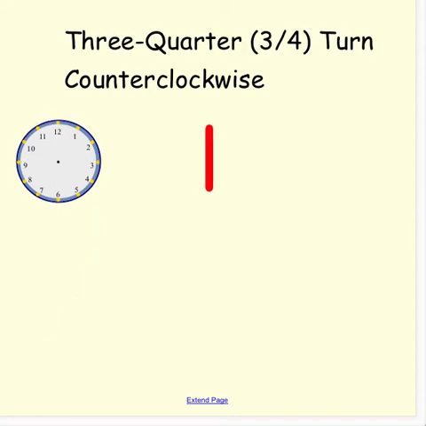A 3/4 turn counterclockwise. This time if I go ahead and pretend again that I have those quarters on my clock, okay, I want to go around 3 of them. The top number in a fraction tells you how many you're counting. The bottom number in a fraction tells you how many total pieces there are. So there are 4 pieces on this clock, and I need to travel 3 of them, and I'm going counterclockwise. Counter means opposite again.